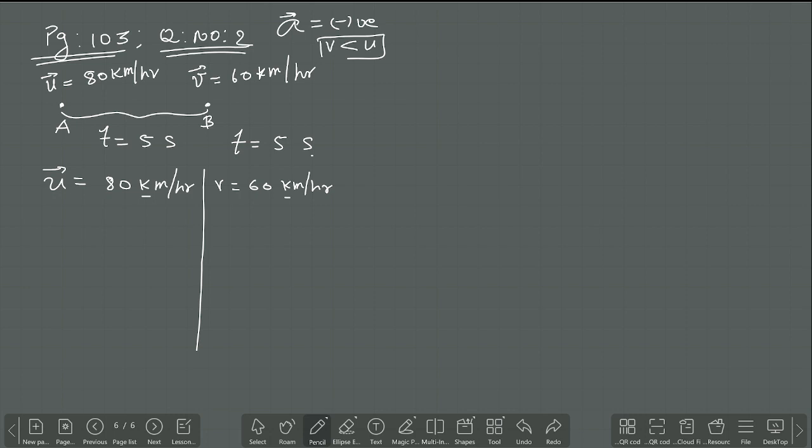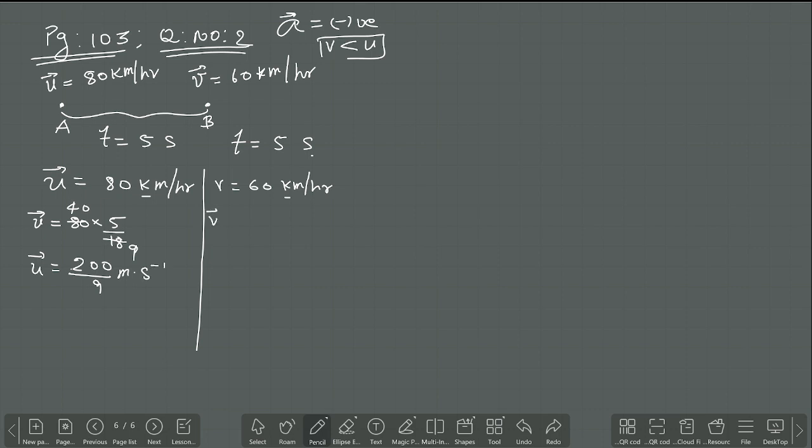So convert this kilometer per hour into meter per second. So the u is equal to 80 into 5 by 18. Can you simplify any numbers? Yes, what are numbers you can simplify? 80 and 18. 9 twos are 18, 40 twos are 80. So the u is equal to 40 into 5, 200 by 9 meter per second. But don't simplify, let it be as it is.